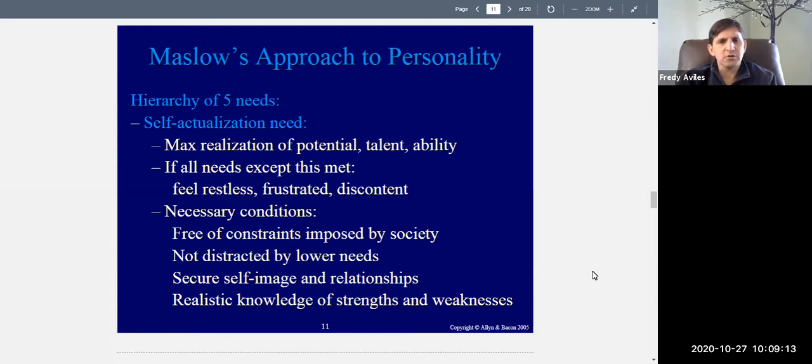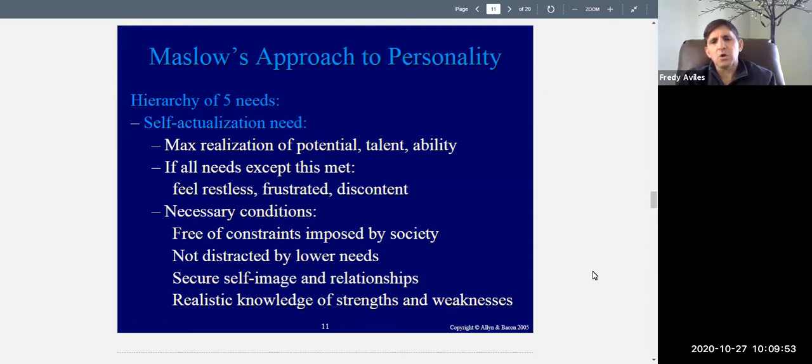Necessary conditions, according to Maslow: you need to be free of the constraints imposed by society, right? You need to live in a free society where you're allowed to do what you want and think how you want. In a society where you don't have freedom, you're not going to be able to self-actualize. They tell you what to do and how to think, and they put restrictions on you. So you need democracy, you need freedom. You need to basically be able to do and think what you want to do, as long as you don't hurt other people, of course, right? But you need to live in a good society, okay?